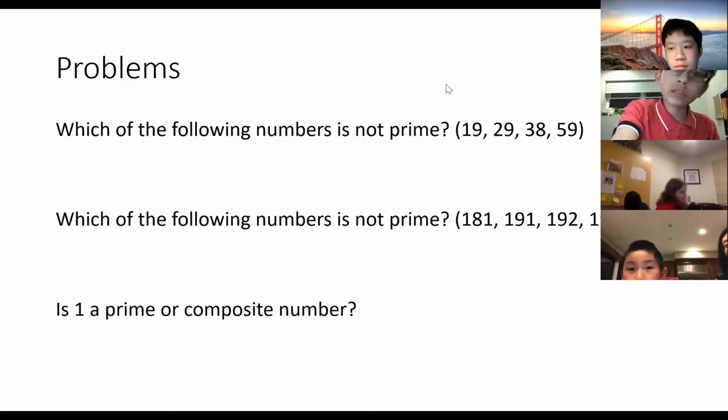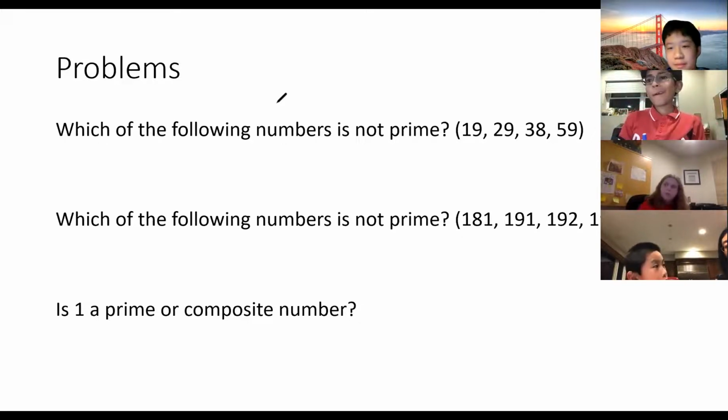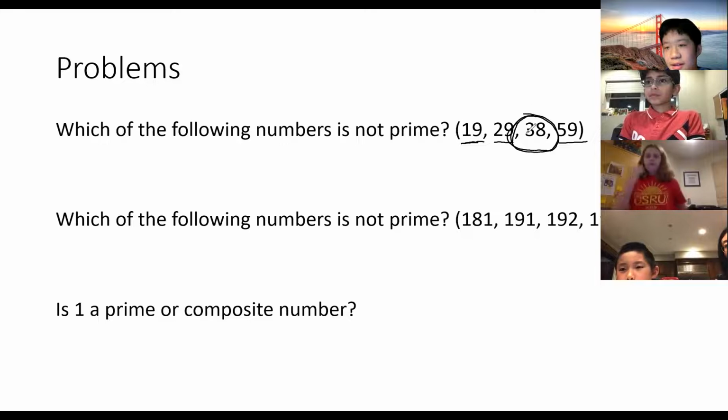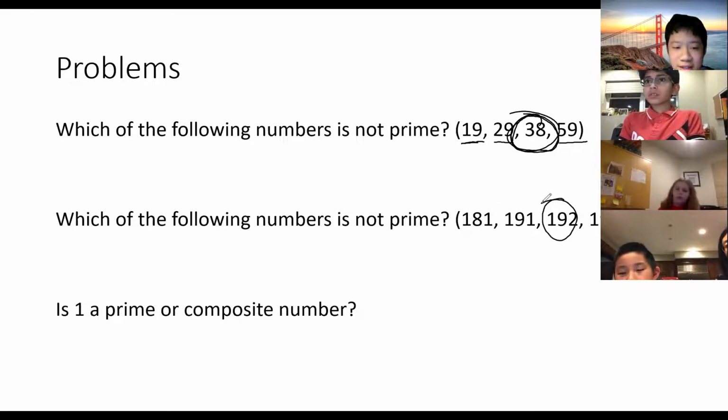Okay, I'm done. Is anyone else done? Okay. Which of the following numbers is not prime? Well, I can see immediately, without even considering the other numbers, that 38 is the only even number. And 38 has to be composite. So this is my not prime number. The same thing goes for the second question.